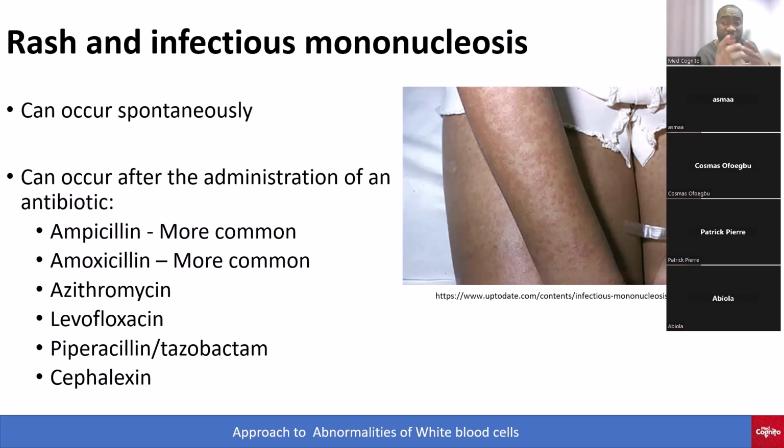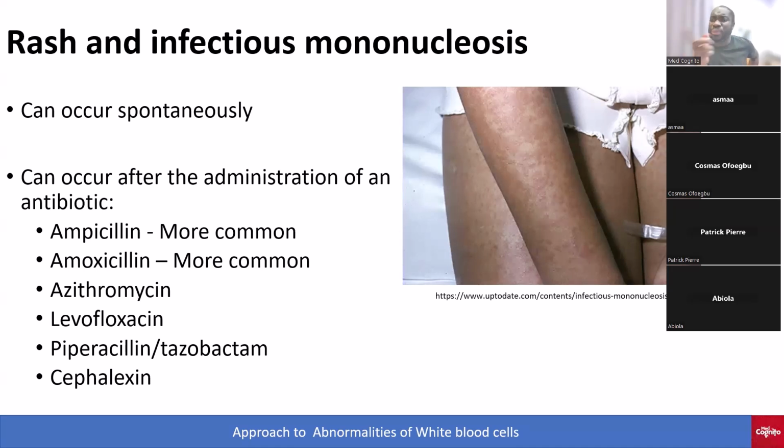It has been popularly said that the rash occurs after the patient has infectious mononucleosis. The doctor did not test for infectious mononucleosis. The doctor went ahead to give amoxicillin because he was thinking about strep throat, right? And the patient develops a rash.